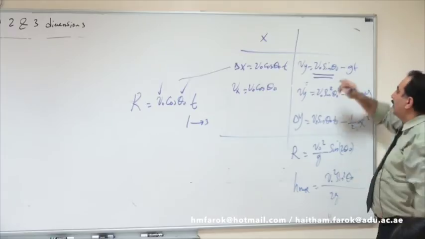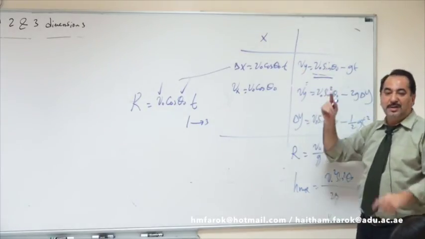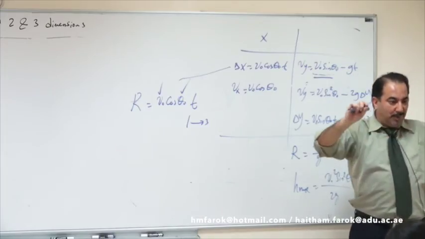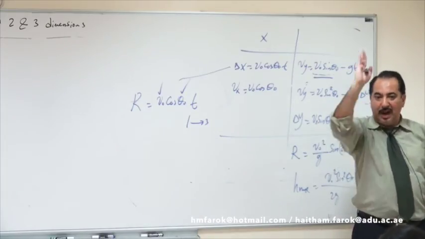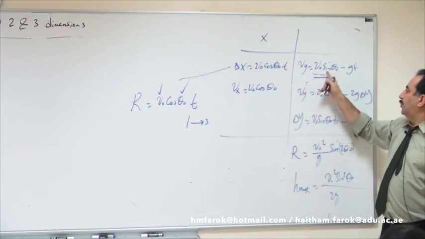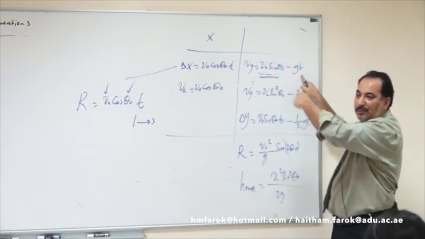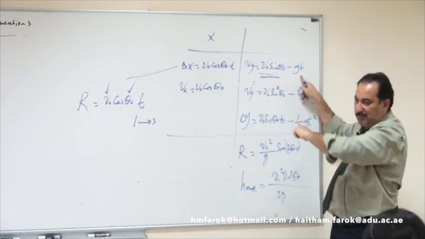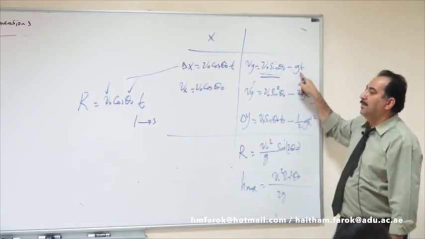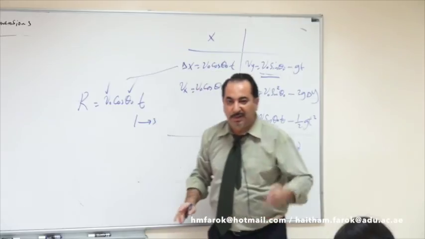Are you with me? Whenever you put Vy opposite of V naught Y, it means there are 2 points at the same level, one up, one down. So when you put Vy equal to this and opposite, it means you're talking about the time from start to finish in this case, yes? So if I find the time, I put it here. I find the range. This is the second method.